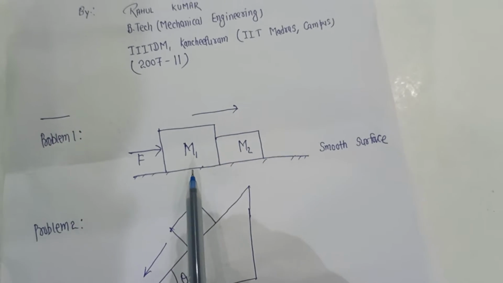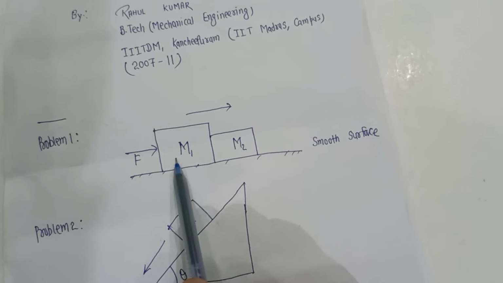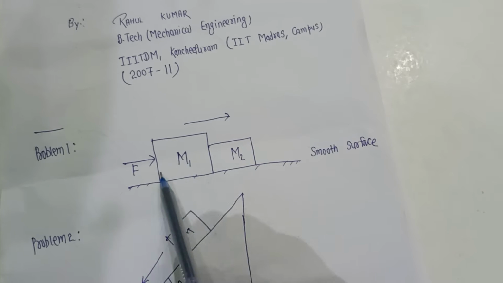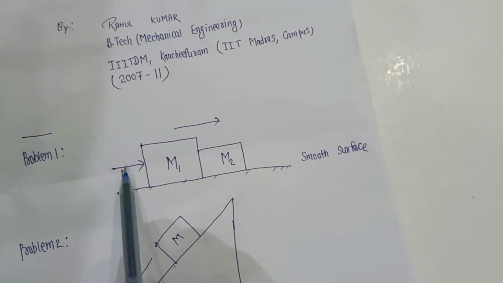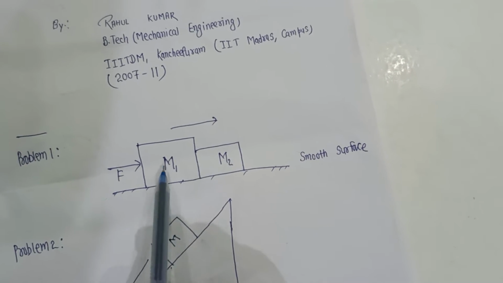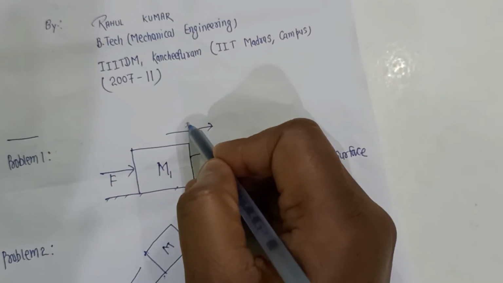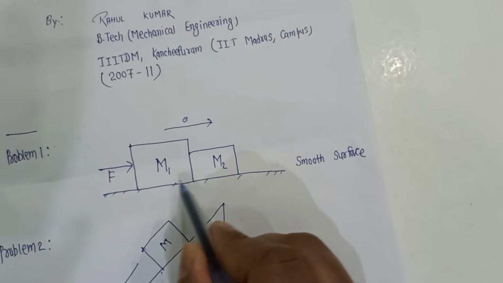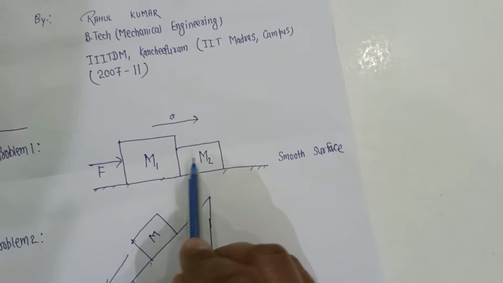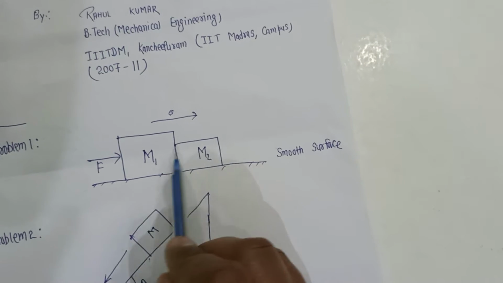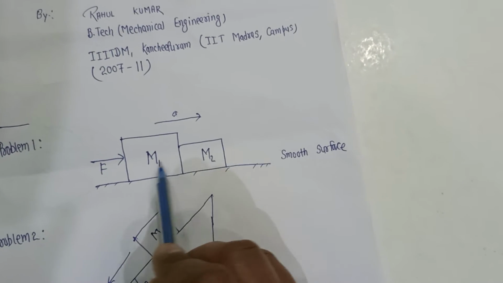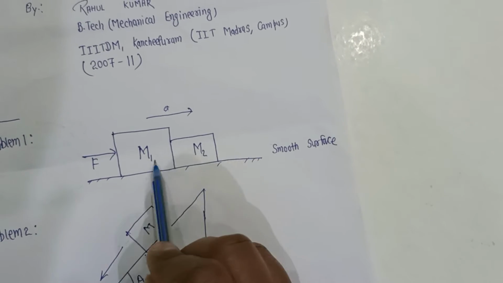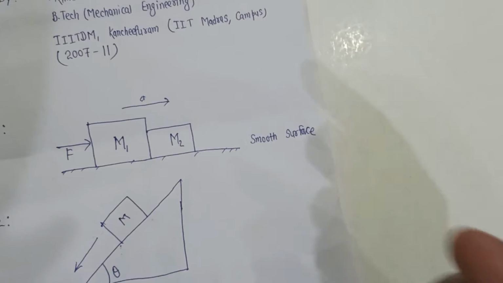The first problem is, as you can see, there are two blocks of mass m1 and m2. They are kept on a smooth surface and an external force F is applied on the system, and it is moving with some acceleration a. We want to find out the acceleration with which the system is moving, and this block is pushing this block. So there is a push between these two, and we want to calculate that force also. So this is problem number one.